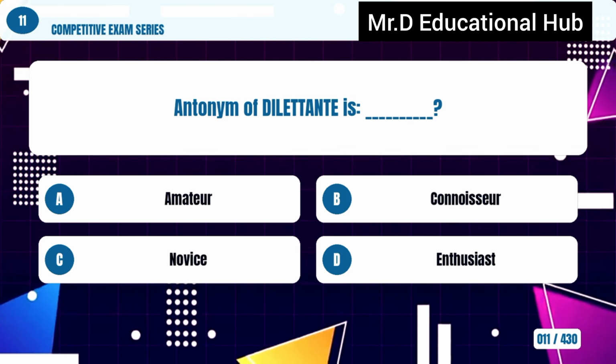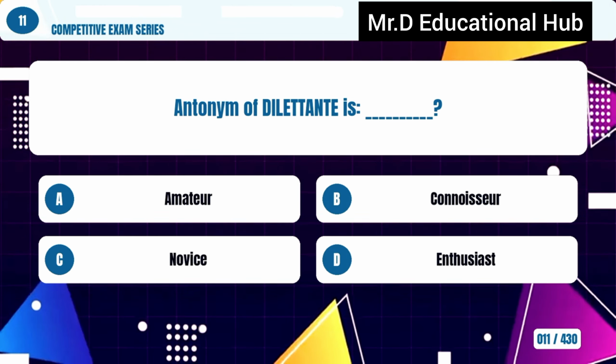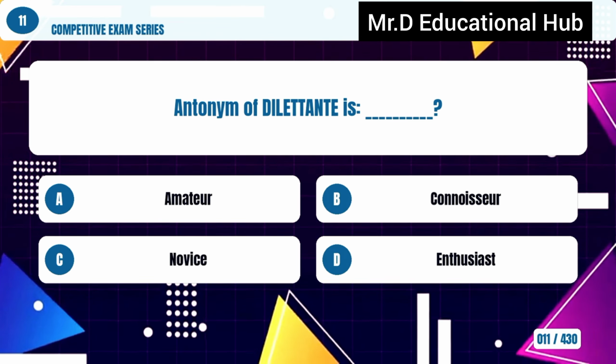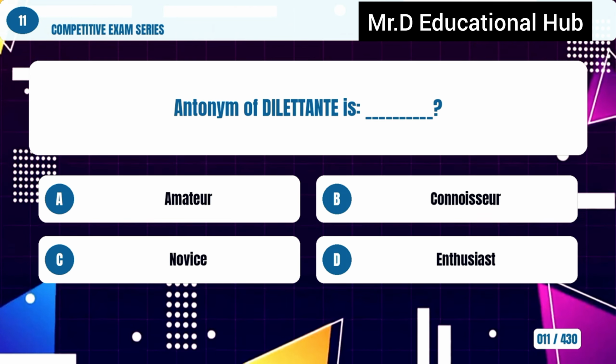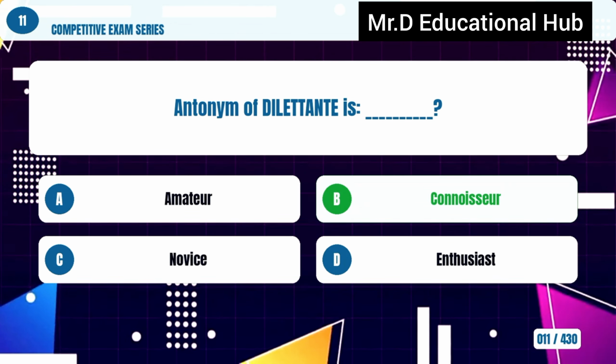Question: antonym of dilettante is blank. Option A, amateur. Option B, connoisseur. Option C, novice. Option D, enthusiast. Correct answer is option B.